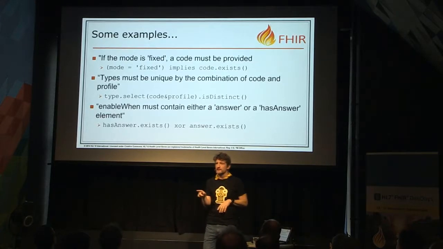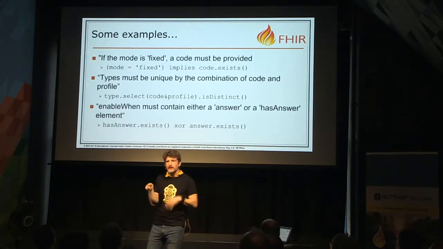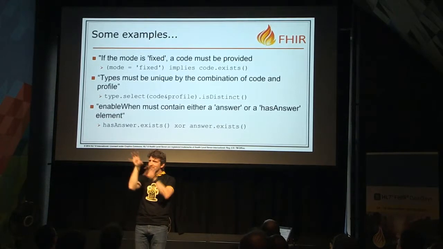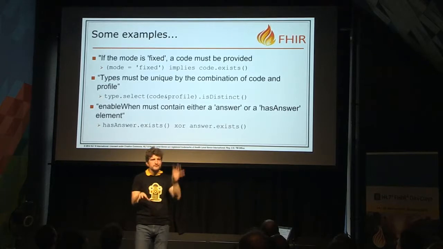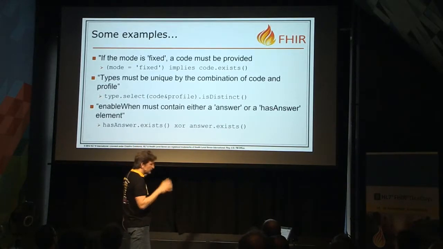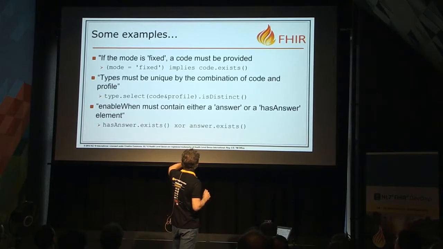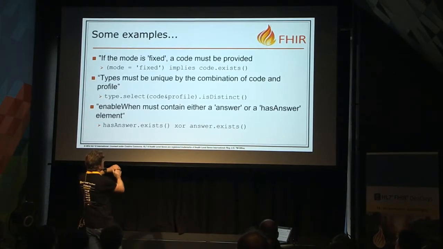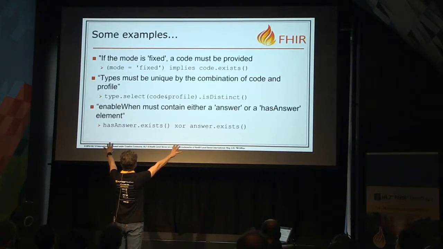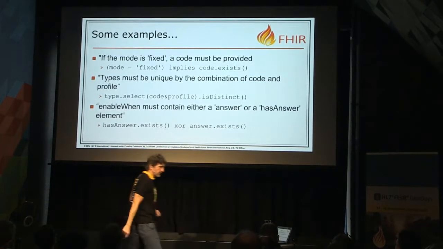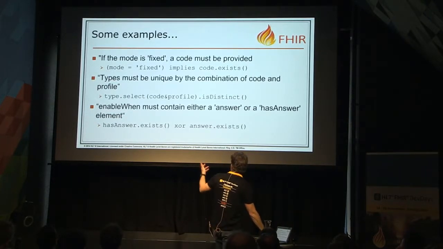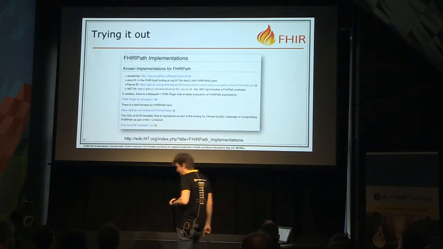Actually, the third bullet is interesting. Enable when is from questionnaire. FHIRPath is heavily used in questionnaires to dynamically enable fields depending on what answers you supply to previous questions. So enable when, which is used in questionnaire, must contain either an answer or has answer element. So has answer exists or answer exists, but not both. So somewhere else you had an answer, and so the XOR operator is for when you want either, instead of or.